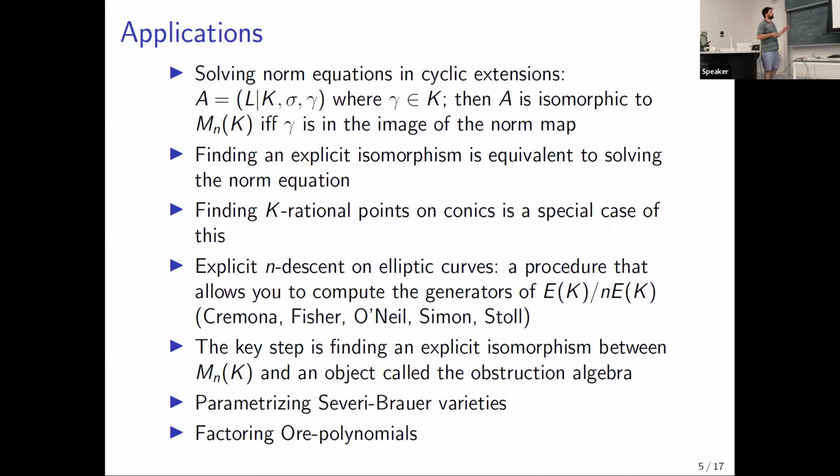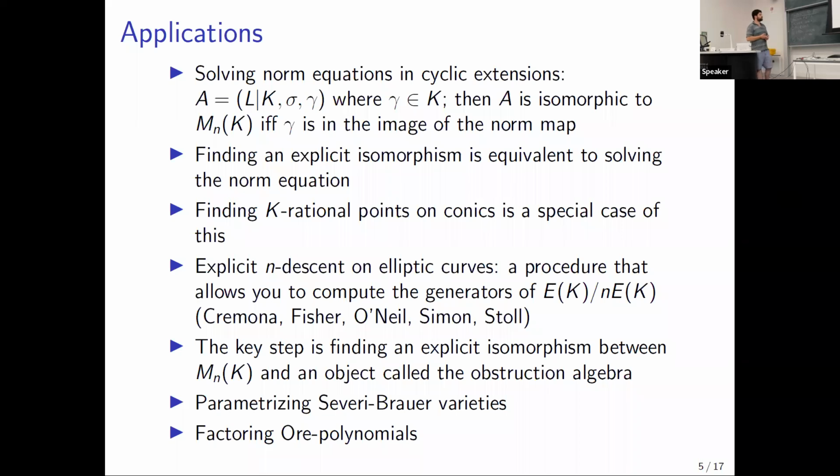And the key step in that algorithm revolves around a notion called the obstruction algebra, which somehow measures failures of the local-global principle. And one step is trivializing this obstruction algebra, which is just finding an explicit isomorphism. The K there is actually Q, so in that case it's just a rational number. So finding an explicit isomorphism between M_n(Q) and this obstruction algebra.